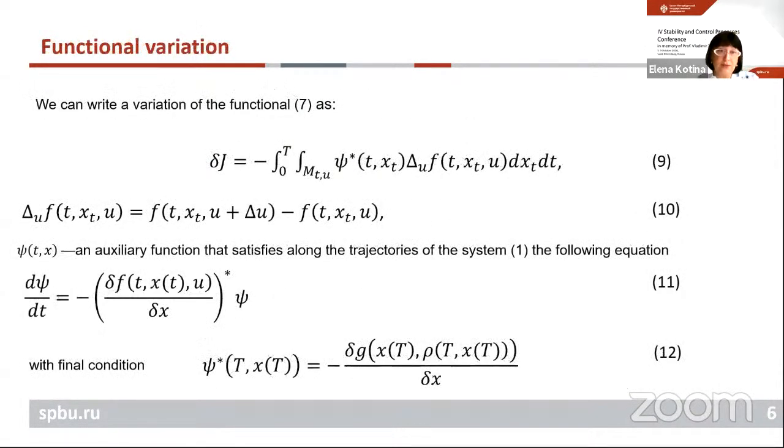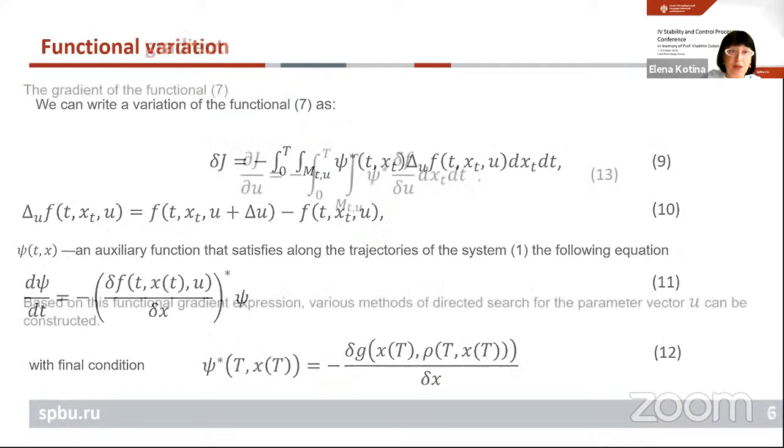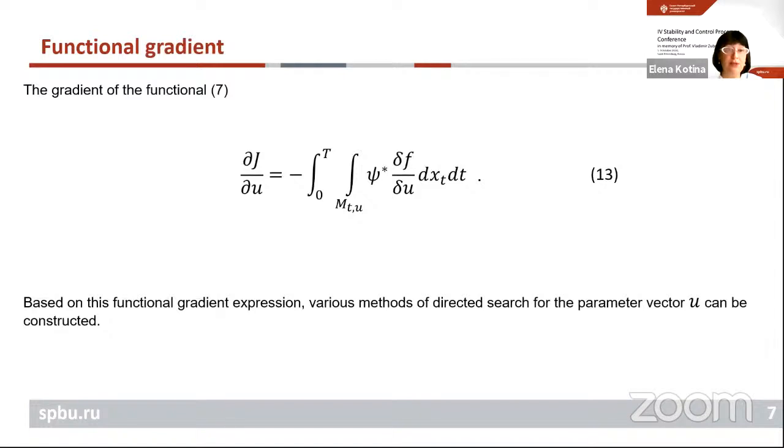We can write a variation of the functional 7 as expression 9. And on the next slide, we can write the gradient of the functional 7. Based on this functional gradient expression, various methods of directed search for the parameter vector u can be considered.